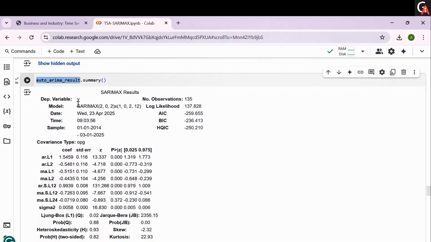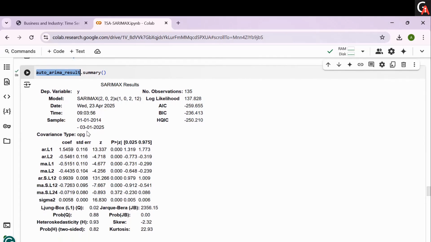So auto-arima has internally used the SARIMAX model, and it has given the non-seasonal order and the seasonal order. This 2 stands for the value of small p. This is the value of small d. This is the value of small q. This is the value of capital P. This is the value of capital D. And this is the value of capital Q. And this is the value of S, that is the seasonal period that we have.